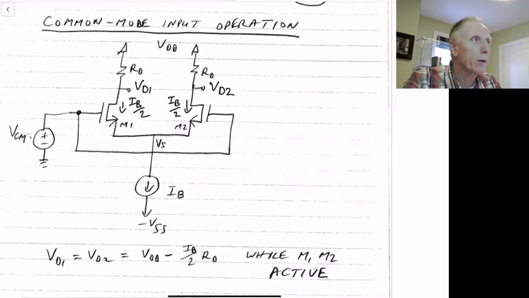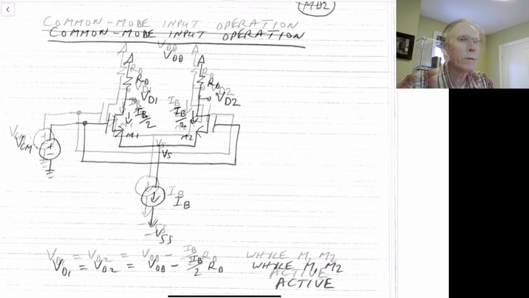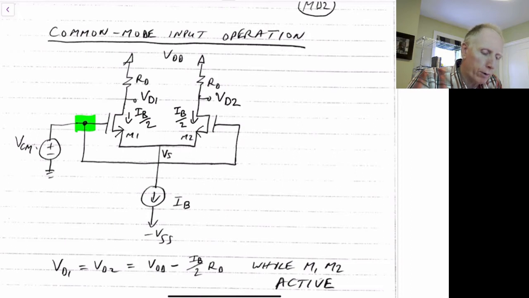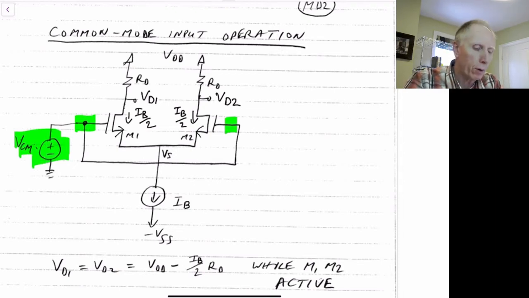So let's first look at the common mode operation for this differential amplifier. With common mode operation, we refer to the fact that the gate voltage of M1 equals the gate voltage of M2, which is set to a single voltage, VCM, our common mode voltage. So we'll tie the two gates together and see what happens as we change this voltage.